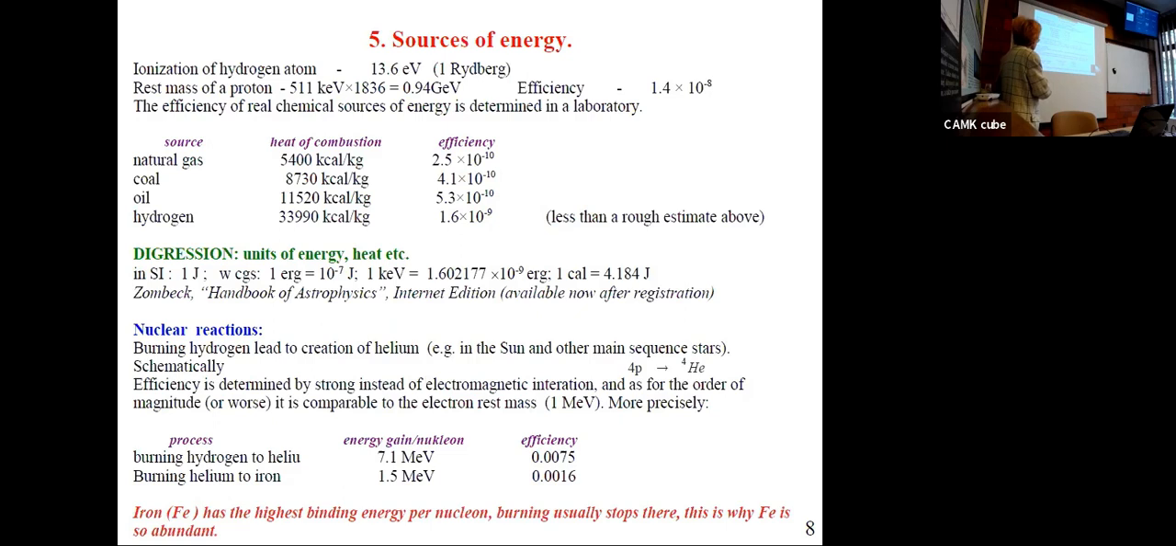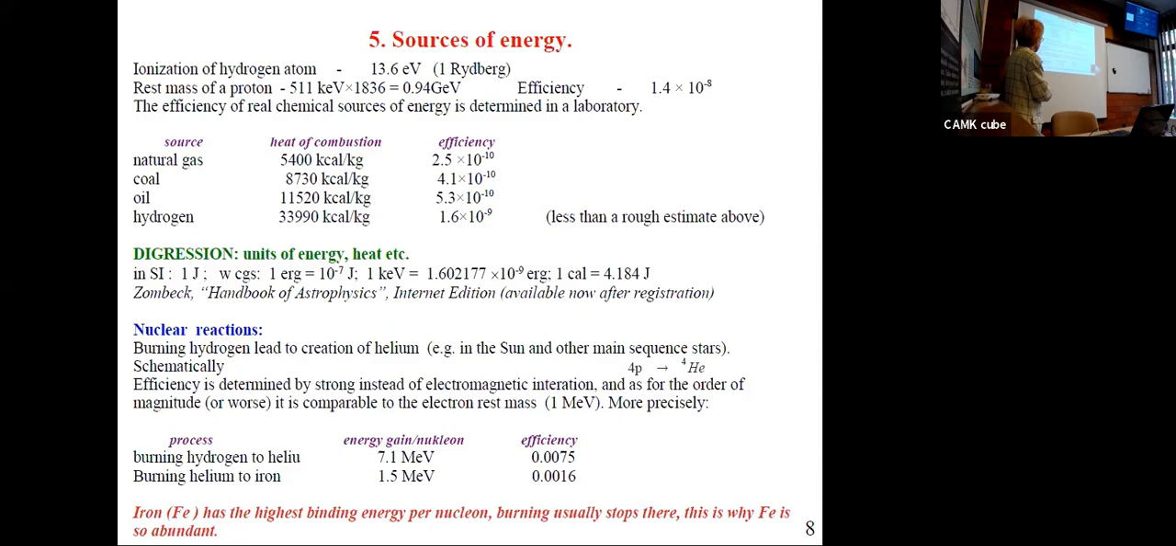But then the remaining part of burning, if you burn helium to iron, it gives you only 1 MeV per nucleon, much less. So the first stage is very efficient, and this is partially why stars spend more time on the main sequence, because the fuel is efficient and the rest is just what remains. So if you burn it to iron, you get only this efficiency, a factor of a few lower.